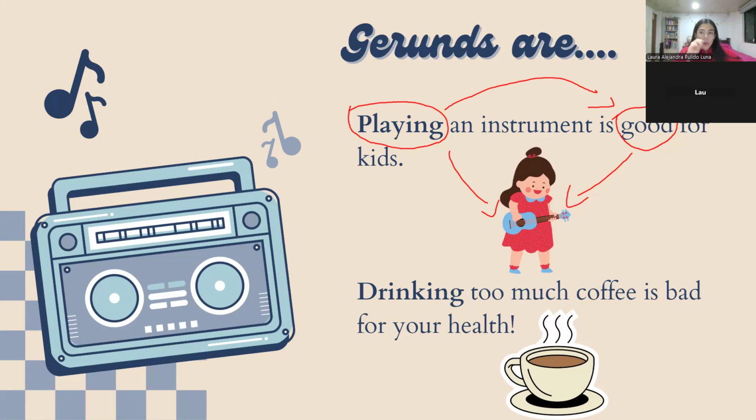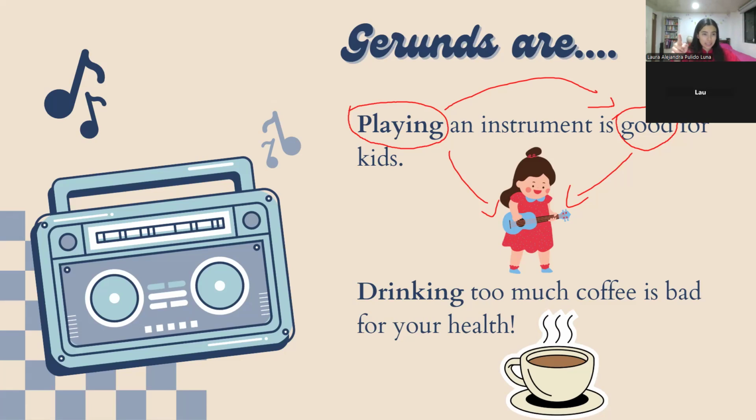Playing no actúa como el verbo de la oración, ¿ok? Playing actúa simplemente para describir la acción en términos generales. Es decir, yo estoy diciendo que tocar un instrumento es bueno para un niño, pero no estoy diciendo que el niño está tocando el instrumento o que el niño toque el instrumento. Simplemente me estoy refiriendo a la acción en general, ¿ok? Eso es lo que hacen los gerundios o los gerunds.